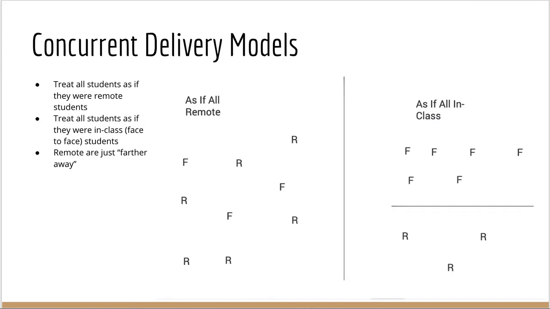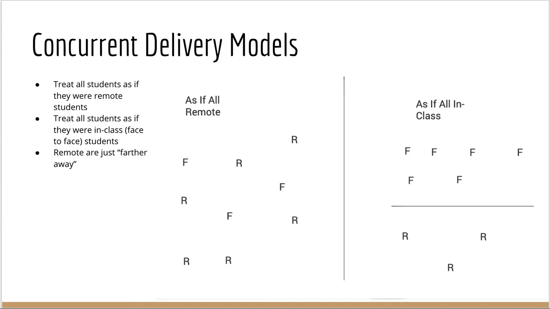All right, so I got to thinking about this. It seemed to me there were 2 different ways to think about this concurrent delivery. And one I call as if all remote. So you can see there in the picture, F stands for face-to-face, R for remote. So we can treat it as if all remote: we basically treat all the students the same as if they were somewhere else, even if they're sitting in front of us, okay?